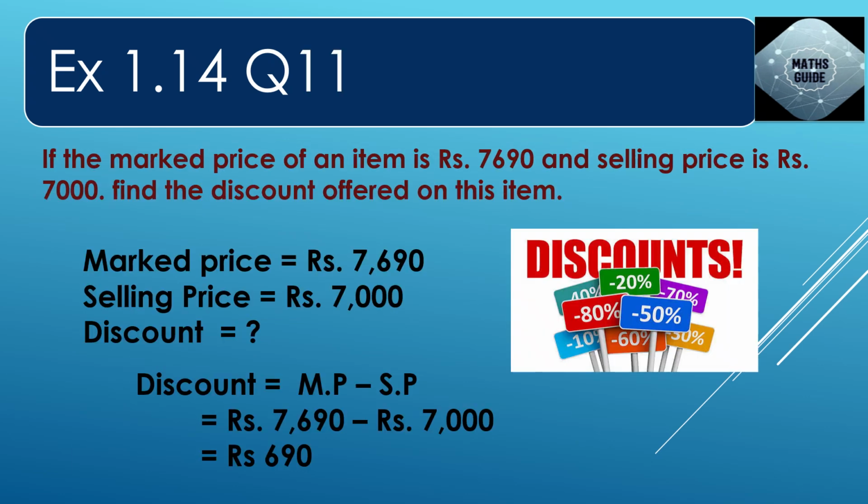Now exercise 1.14 question number 11. If the mark price of an item is 7,690, mark price is the price which is initially written on an item which is being displayed for sale, and the selling price is rupees 7,000, which is the price at which the item has been sold, after the discount. So as the initial price is 7,690 and it has been sold at a discounted price of 7,000, what is the discount? As you all know, the discount is the difference between the mark price and the selling price, and the discount is 690 rupees.